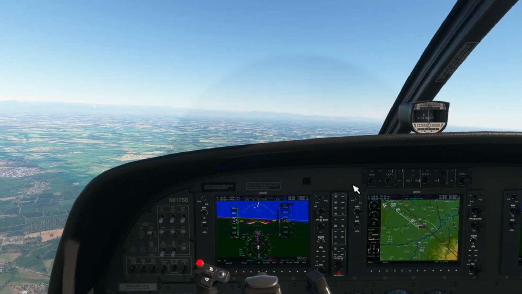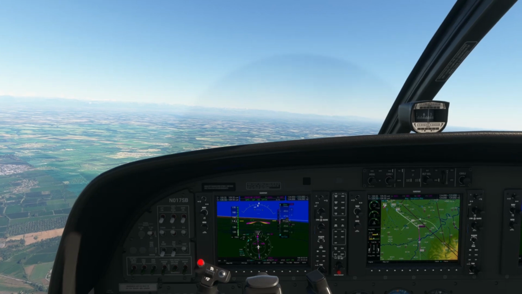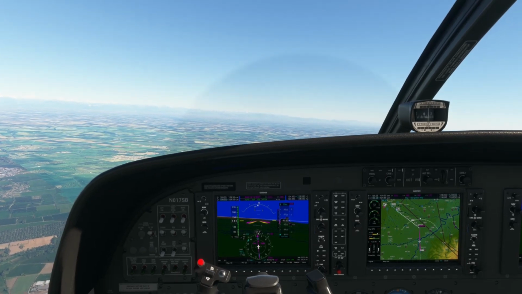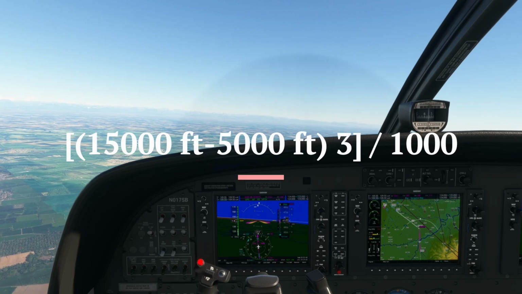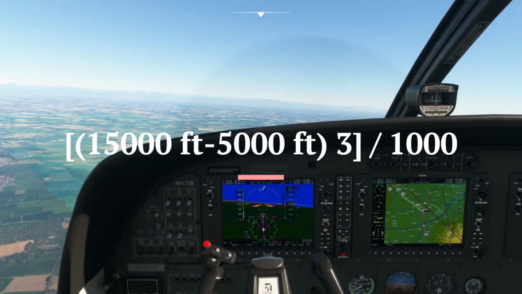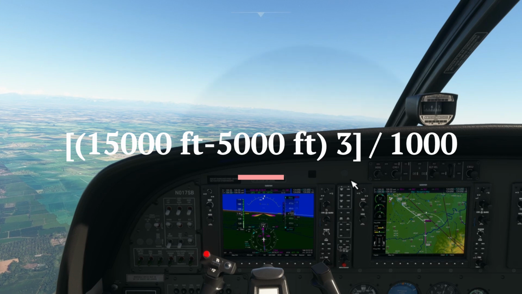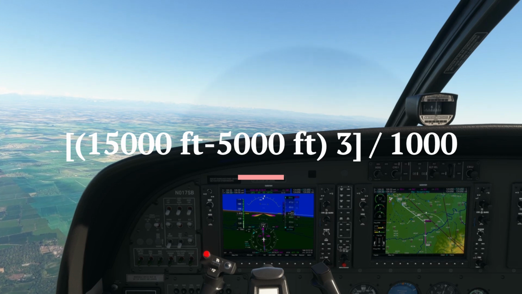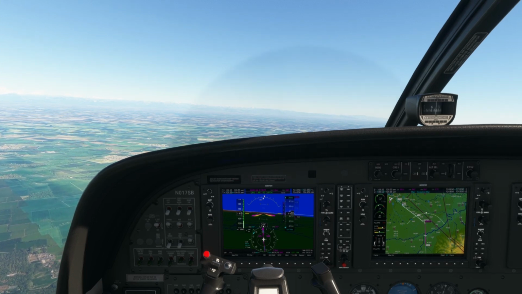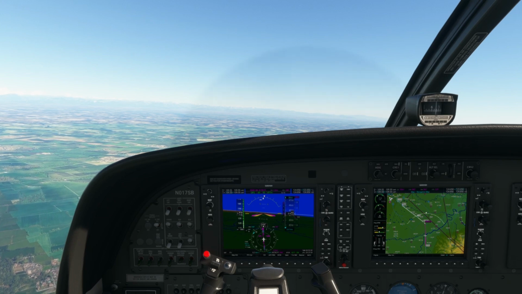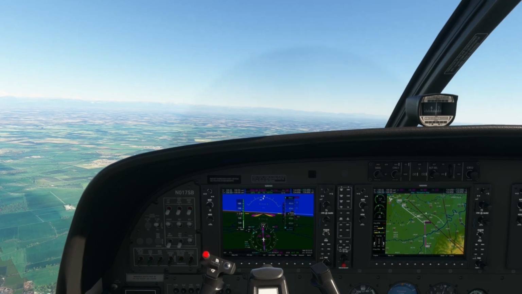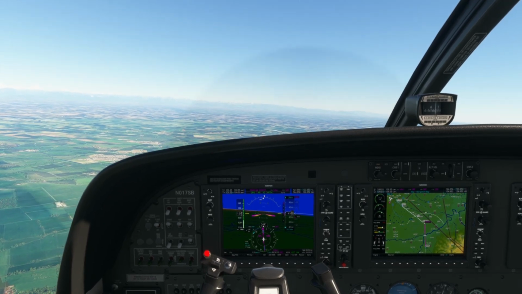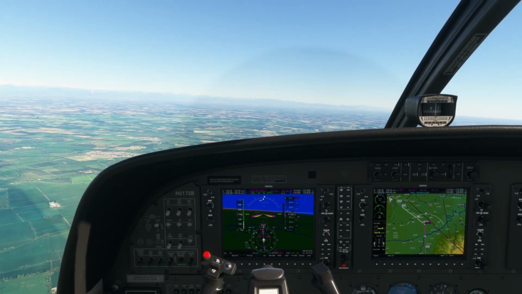Now, if you want an example, there's the formula on the screen, and there's also the numbers. If you're at 15,000 feet and you want to go to 5,000, you just subtract those two numbers and you get 10,000 feet. You need to descend 10,000 feet. You multiply it by 3 and you get 30,000, and you divide it by 1,000 and you get 30.